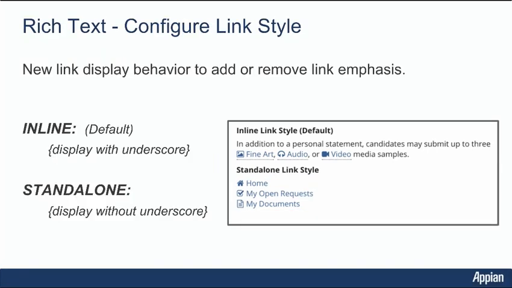Inside of this, with rich text, we also allow for configuring the link style. The link style can allow for inline link style, which will display an underscore, as you see in this example with the fine art, audio, and video, to bring more emphasis that this is a link instead of just accented information, as well as a standalone link style, displayed without an underscore, to maybe reference specific links, but you didn't want to have the underscore line emphasize it over and over again. Not necessary here because it's more discreetly defined as a list of links in the UI design.